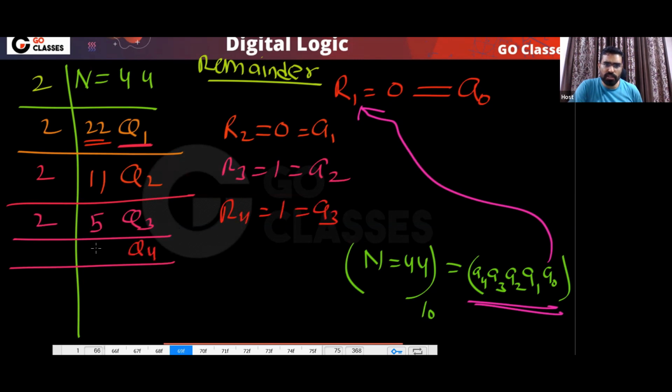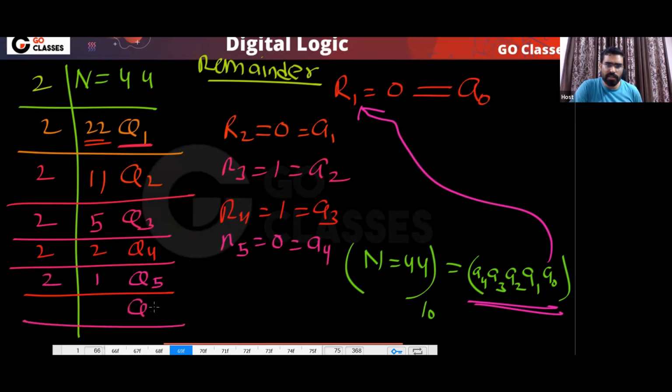What will be the next quotient? The next quotient will be 2. Then you again divide by 2, and the remainder will be 0. This will be your A4. And then finally, the last quotient will be 0, and the remainder will be 1. This will be your A5. Okay, so this is going to be your A5.